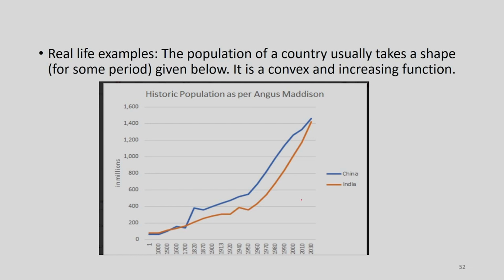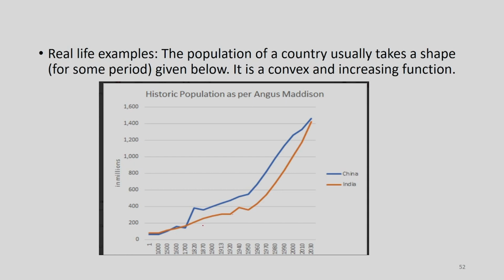Now, look at the shape of India's population. It is a rising function, more or less. At some points it is wavering a bit, but overall it is a rising function. That means population has been rising over the years. But look at how the function is shaped. It is close to a convex function. As the years are passing by, the rise of population is becoming faster and faster.